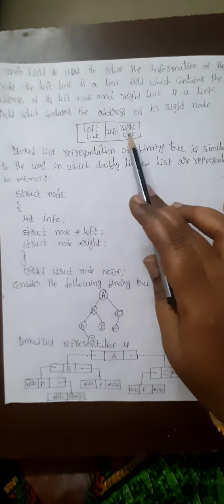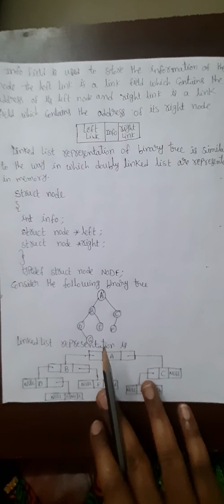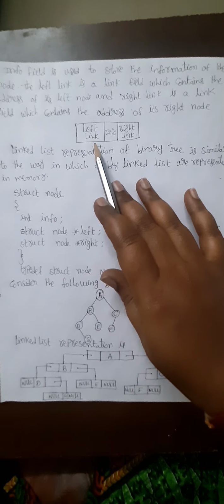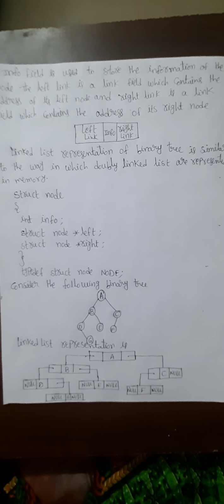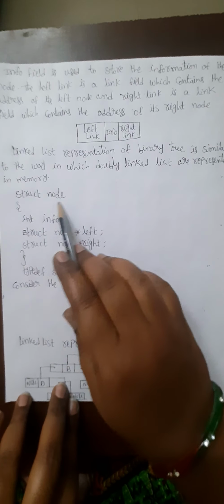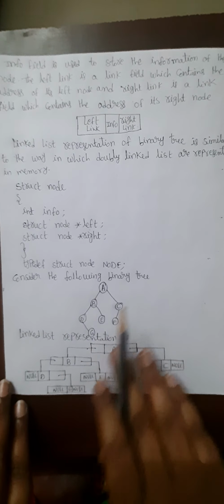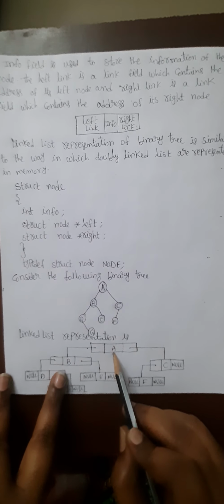That is the left link, info part, and the right link. This linked list representation of a binary tree is similar to the doubly linked list. In the doubly linked list, it contains the left address as well as the right node address. Here is how we can define the structure: struct node, int info, node left, node right.